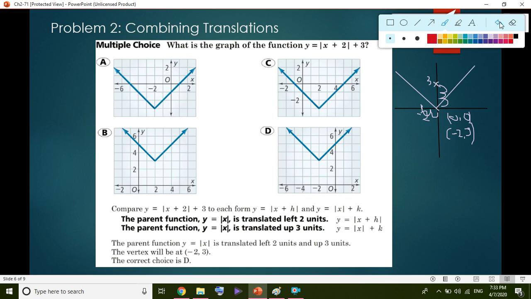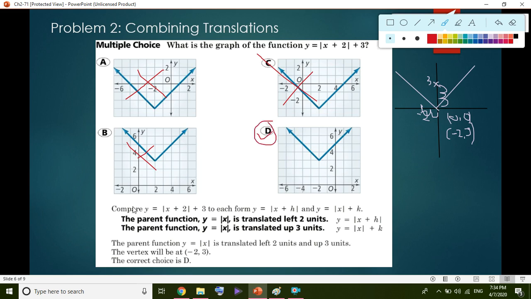So here it's not negative 2, 3. This is wrong. Let's see B. It's 2, 3, which is also wrong. Let's look at C. It's 2, negative 3, also wrong. Here it's negative 2, 3, which is correct. So my answer is going to be D.